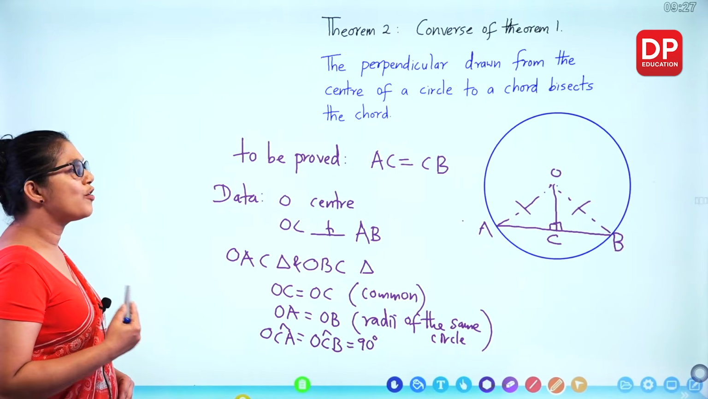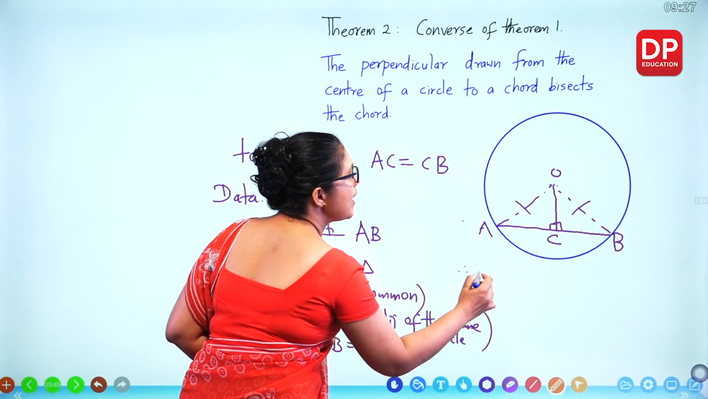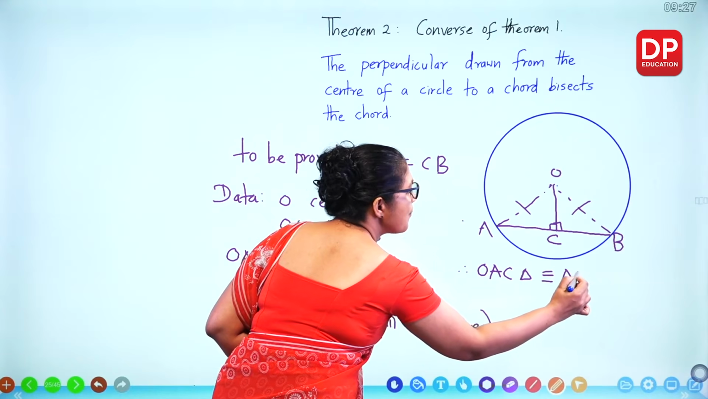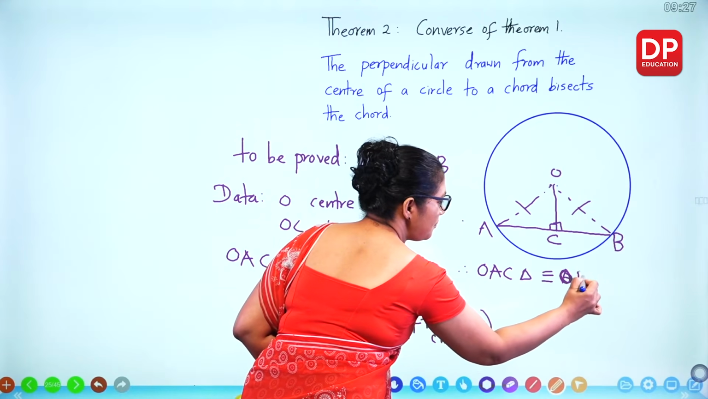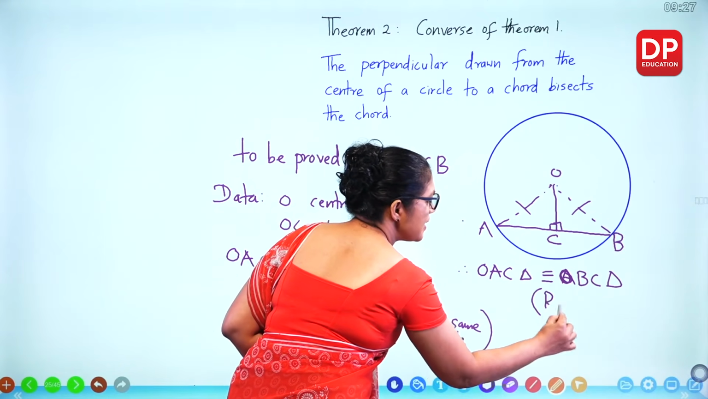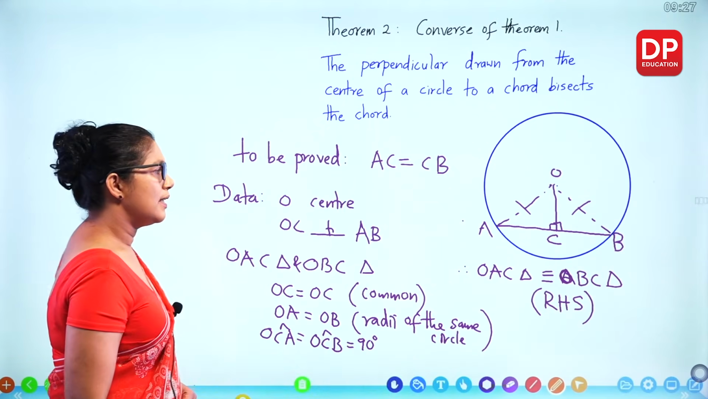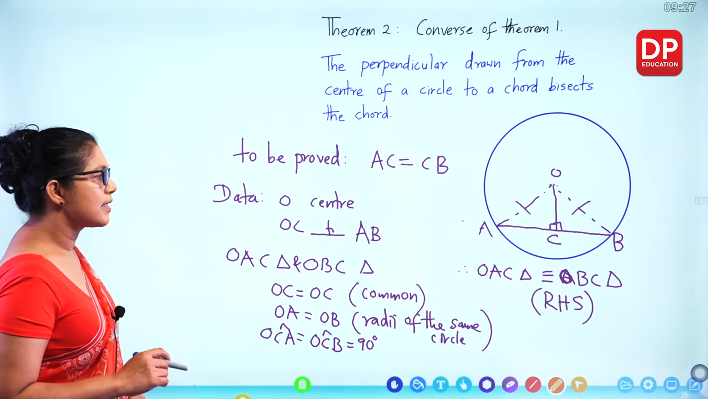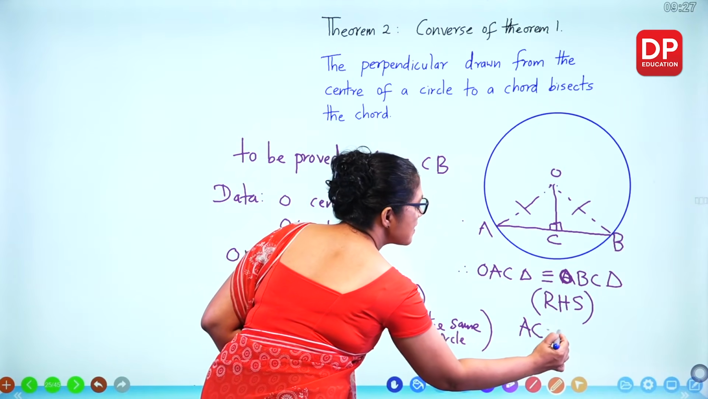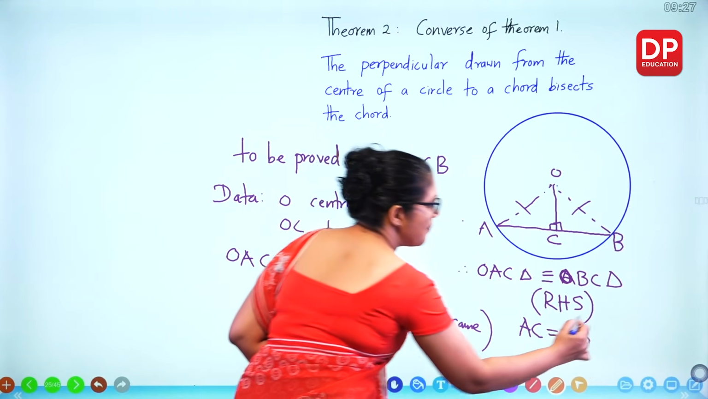So what can you say about these two triangles? These two triangles are congruent. So therefore we can say triangle OAC is congruent to triangle OBC. What's the reason? Right, in a right angle triangle, the hypotenuse and one side are equal. So if these two are congruent, what can you say about the corresponding elements? Corresponding elements are equal. So that means AC is equal to CB.